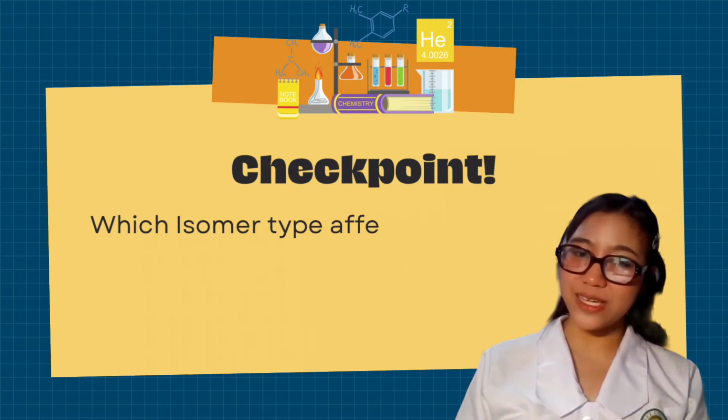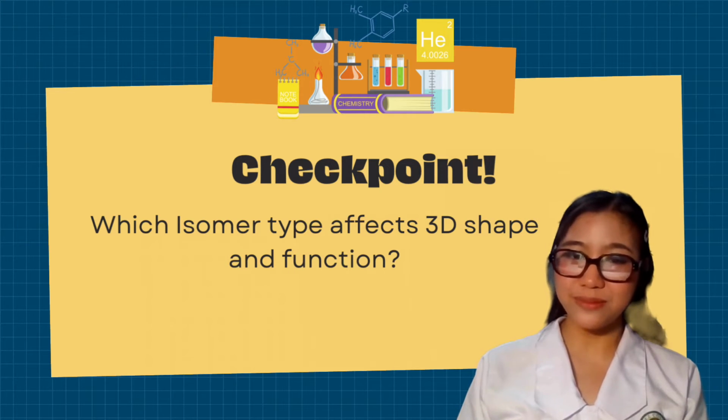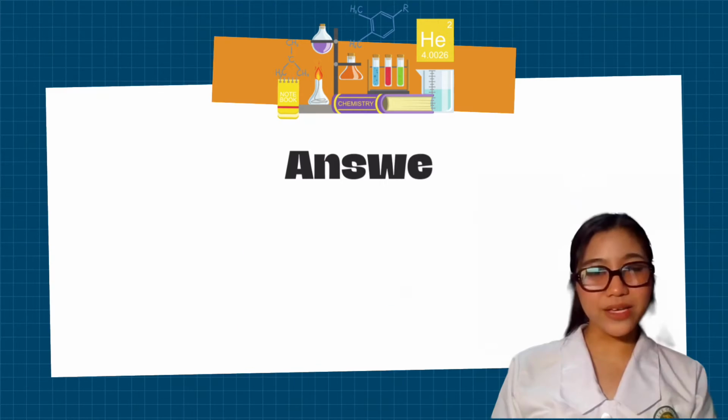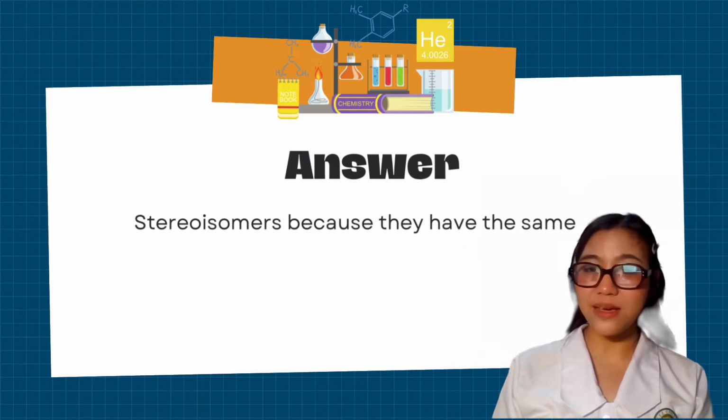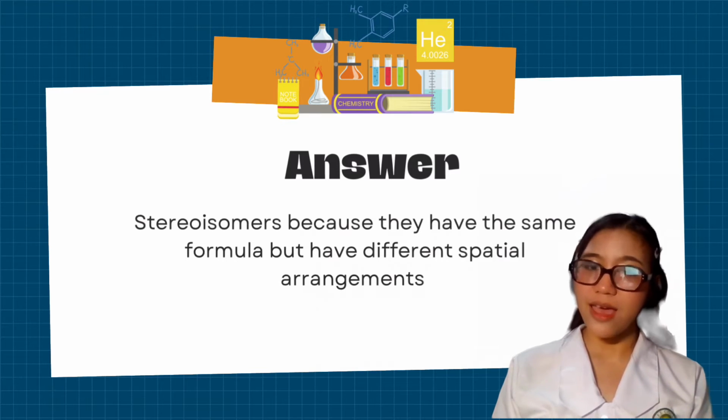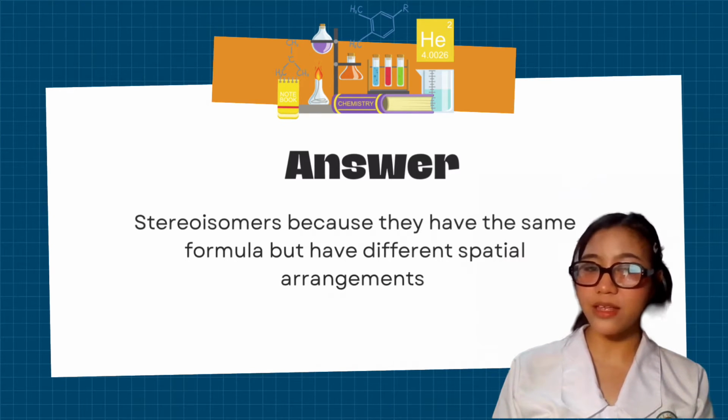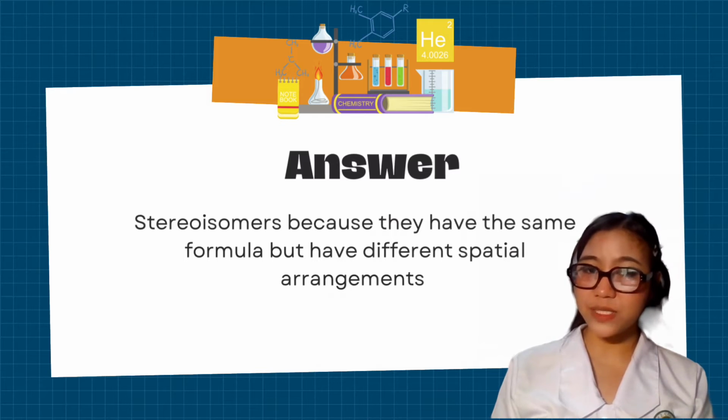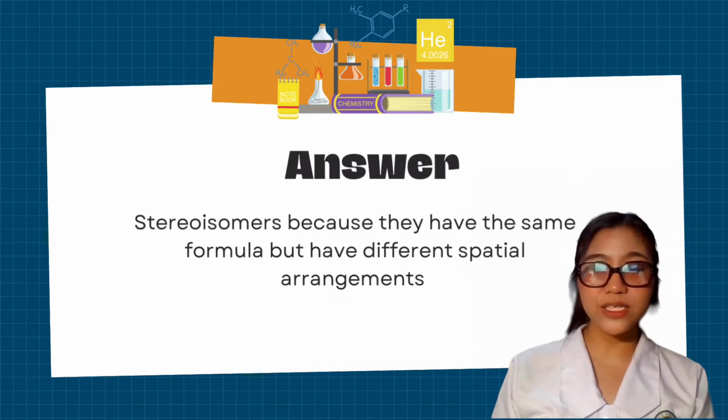Checkpoint. Which isomer type affects 3D shape and function? Stereoisomers are the isomer type that affects a molecule's 3D shape and function, as they have the same molecular formula and connectivity, but differ in the spatial arrangement of atoms, leading to different physical and biological properties.